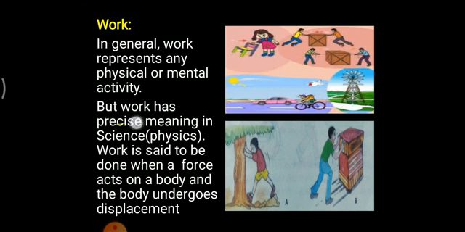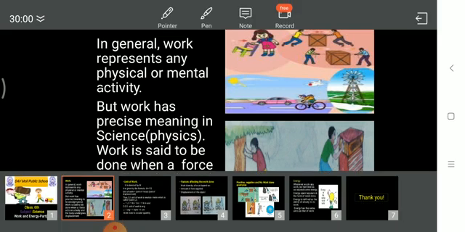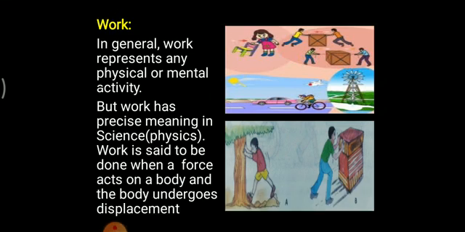So work has a precise meaning in science, more precisely in this branch of science, that is physics. Work is said to be done when a force acts on a body and the body undergoes displacement. Whenever force is there and the body undergoes displacement, what do you mean by displacement? An object moves from one point to another point when a force is applied by some person. When the object moves or shifts from one position to another position, then only we say work is done, or else we will say the work has not been done.